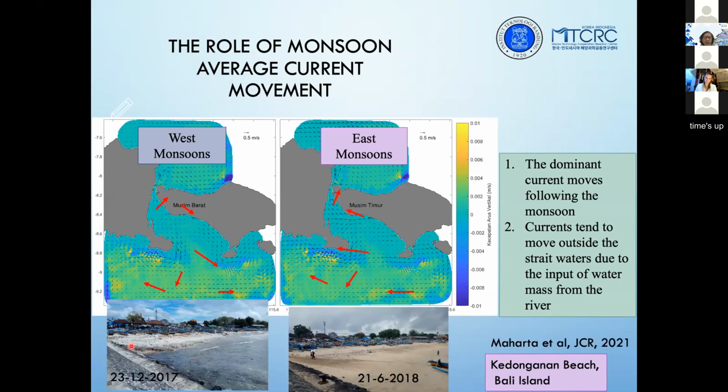During the west monsoon that happened in December, we have a lot of marine debris, as you can see here. But during June and the east monsoon, the dry monsoon in Indonesia, this is a clean location, a cleaner area compared with the west monsoon.